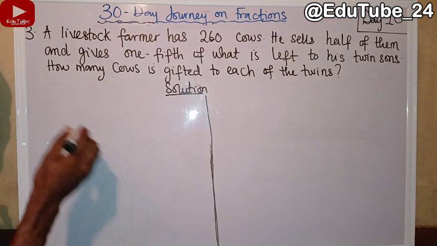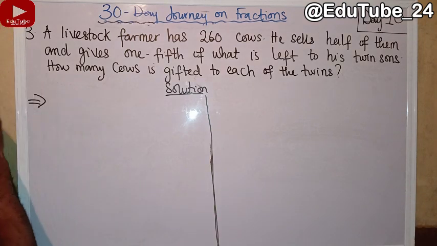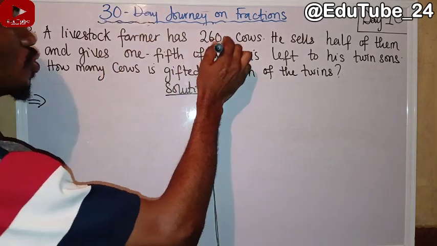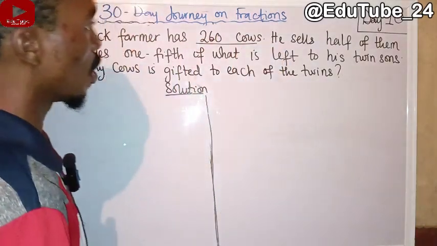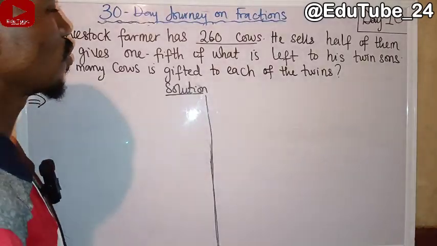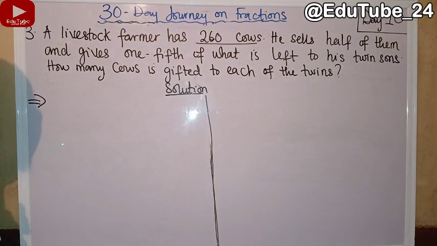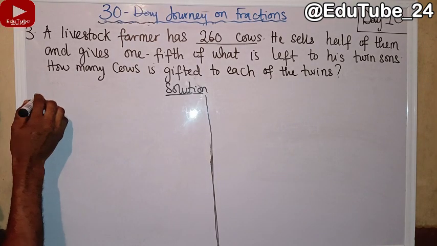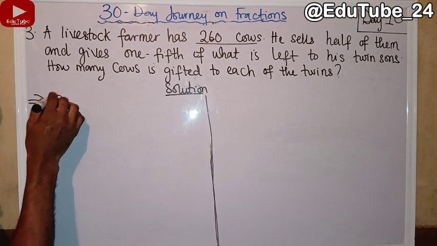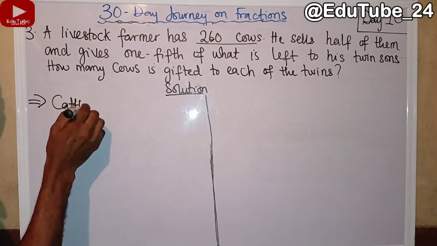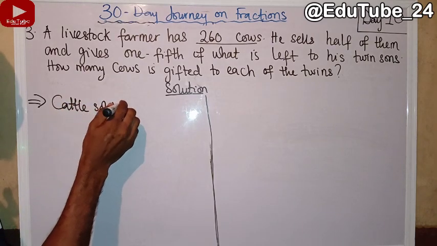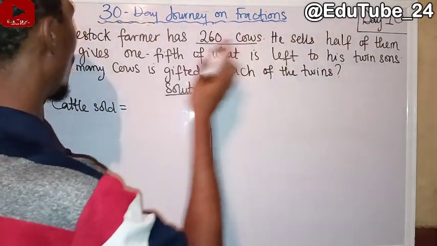Okay, now, a livestock farmer has 260 cows. That means the total cows are 260. He sells half of them and gives 1/5. He sells half of them. So I'm going to tag that as cattle sold. Cattle sold equals half of them was sold.